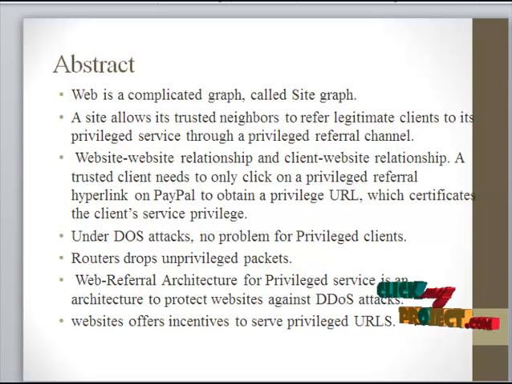Let me discuss Denial of Service Defense through Web Referrals using graphs. Here, the web is a complicated graph called a site graph. The web server allows only privileged clients in order to prevent the web page from a DDoS attack. There is some trouble finding the privileged client. In this, we use an IP value to find the privileged client and to avoid the DDoS attack.